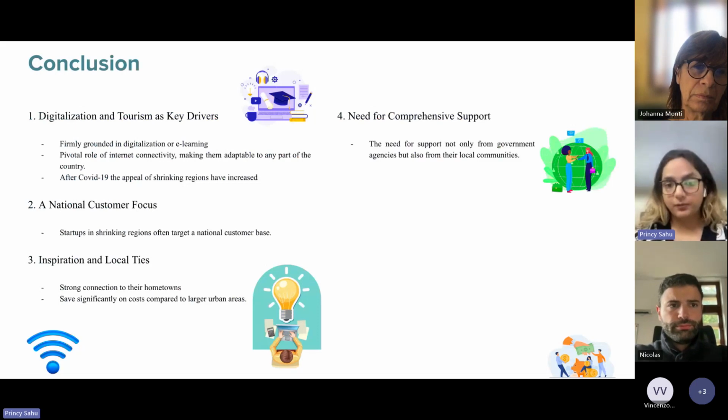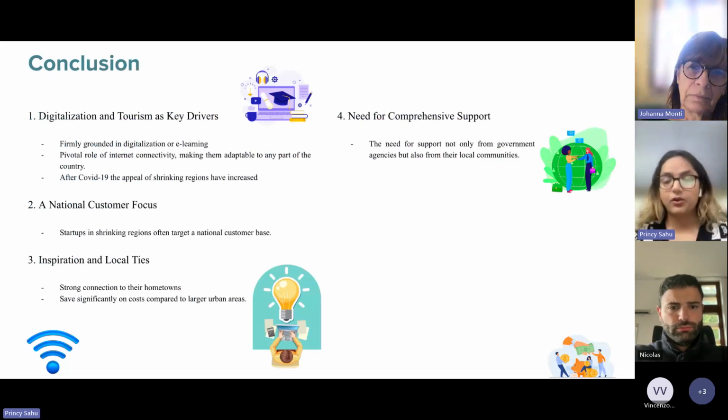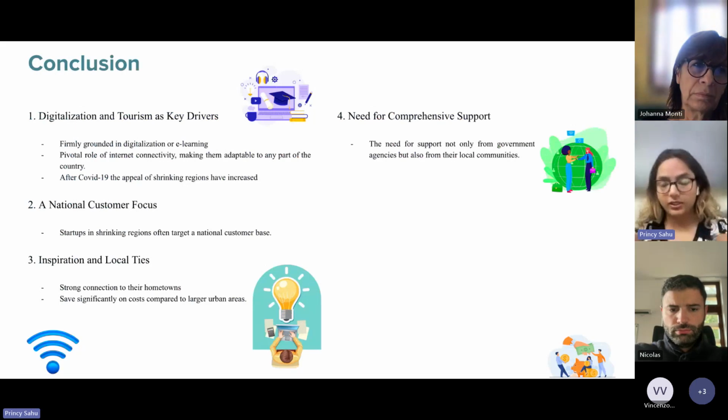They definitely needed a lot of support, not just from the government, but also from the local community around them. There was a desire for a more positive and encouraging environment that was lacking.